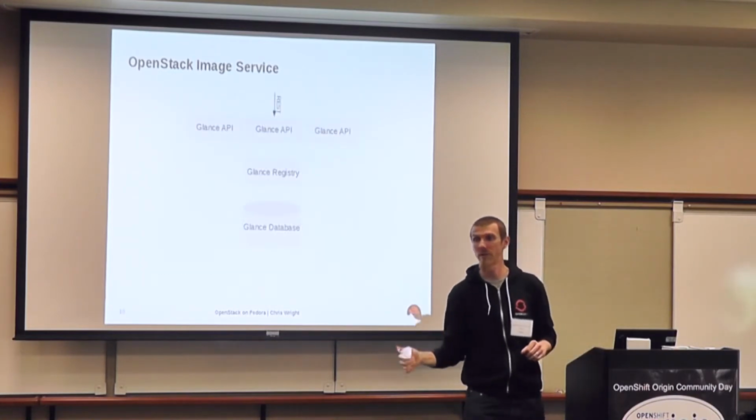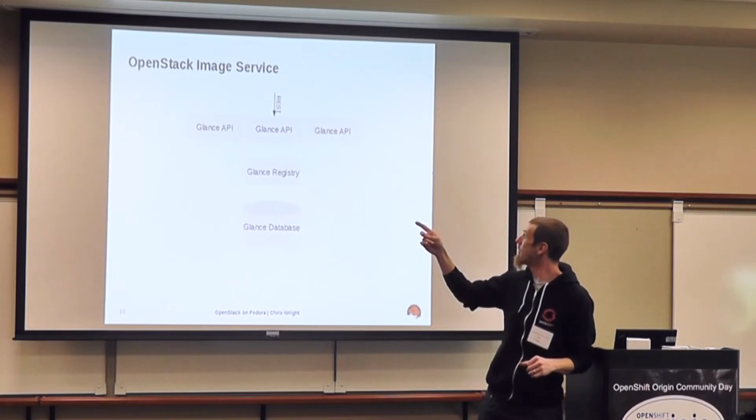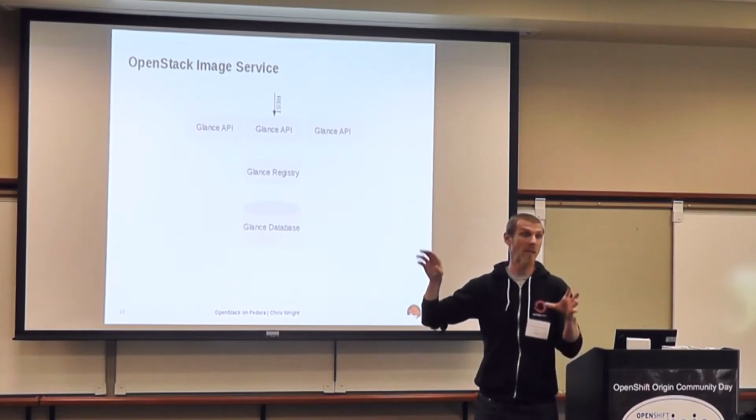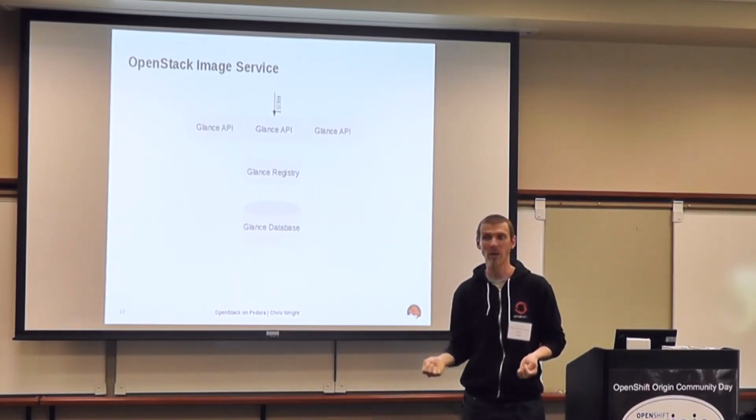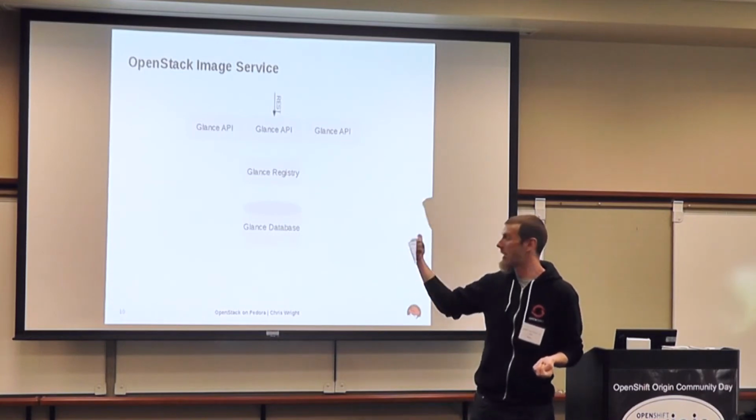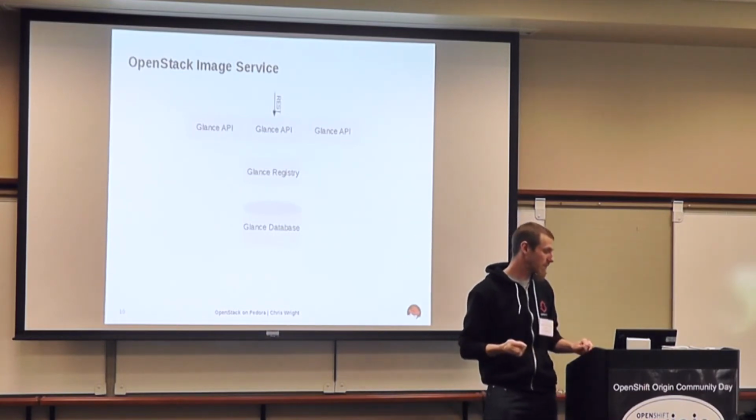This is a much simpler service. It looks roughly like this. API, registry is sort of the mapping of the image to its location, and then the database is storing all the information.